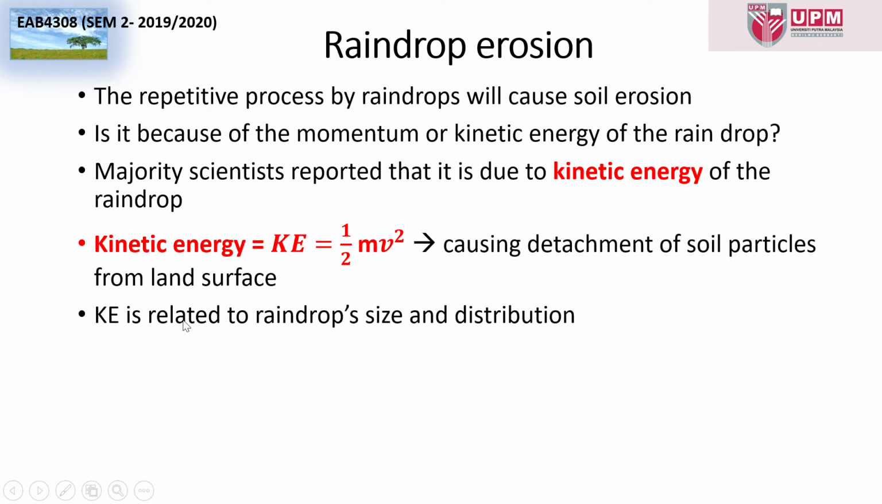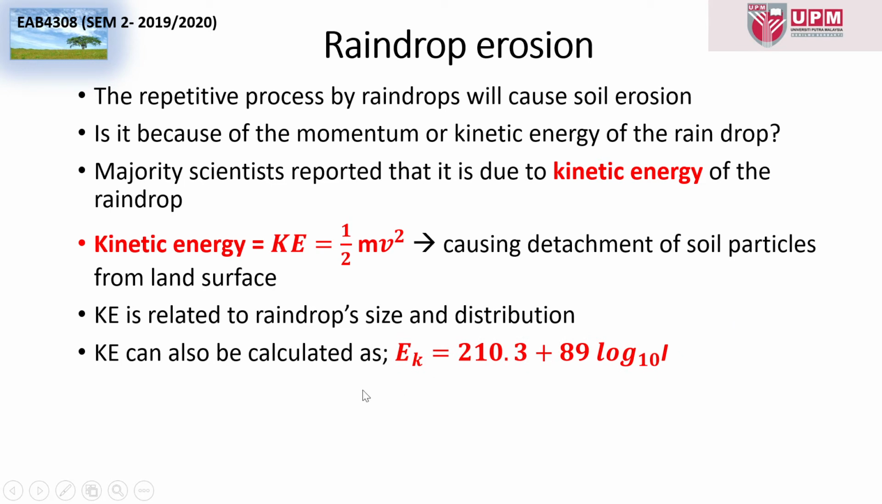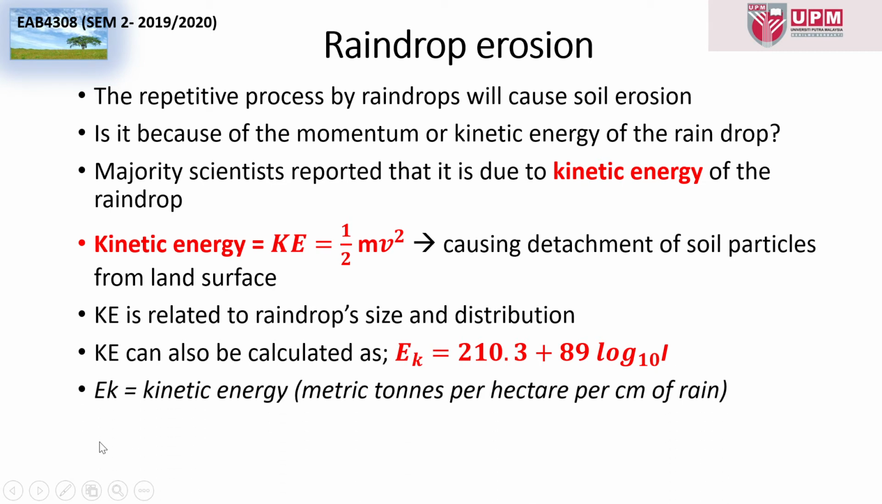Kinetic energy is related to raindrop size and distribution. And it also can be calculated with this formula. You have used this formula before to calculate erosivity. I hope you still remember. From this equation, the unit of kinetic energy is metric tons per hectare per centimeter of rain, and the unit of rainfall intensity is in centimeter per hour.